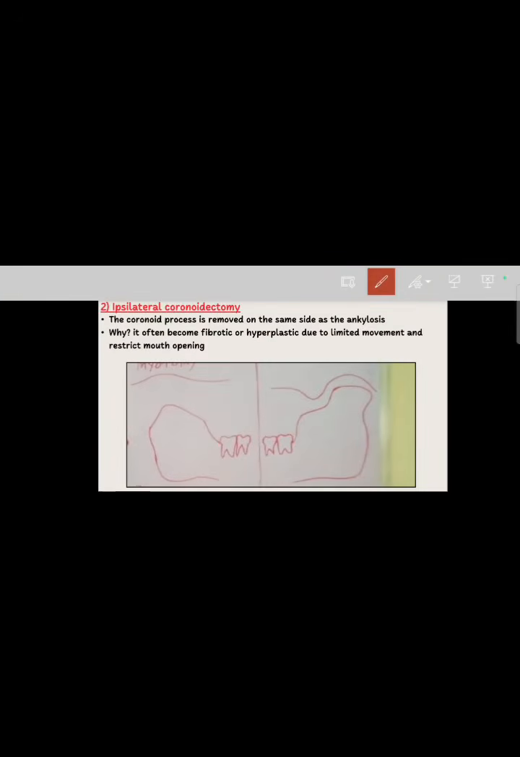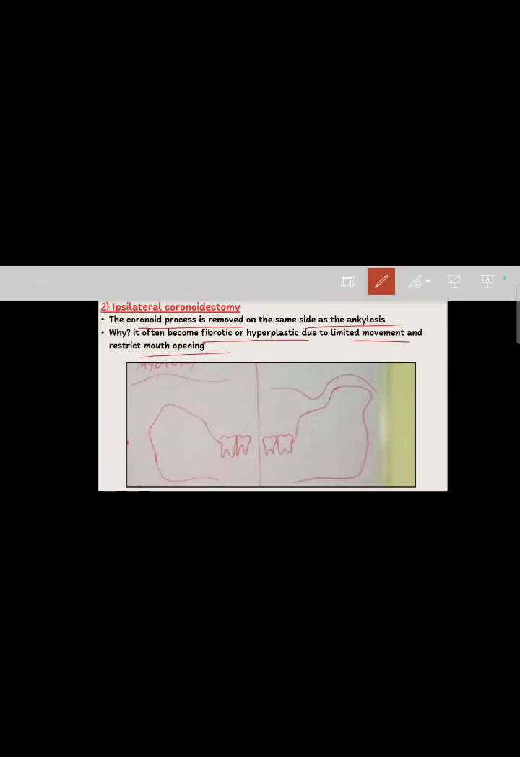Now step 2, ipsilateral coronoidectomy. So here the coronoid process is removed on the same side as ankylosis. So why? It is due to the limited movement. Coronoid becomes fibrotic and hyperplastic and causes restriction of mouth opening.